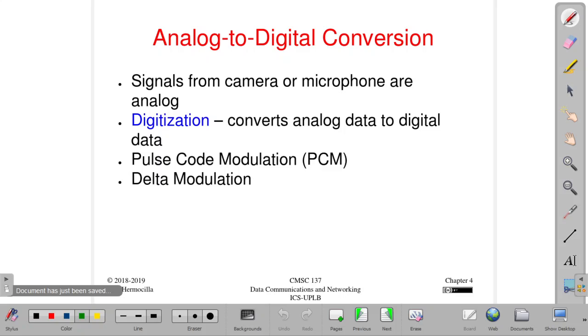Now we're going to look into analog to digital conversion. The idea here is, let's say you want to record something, say you're an artist, and of course your voice or your song will need to be recorded to a computer, which is a digital device.